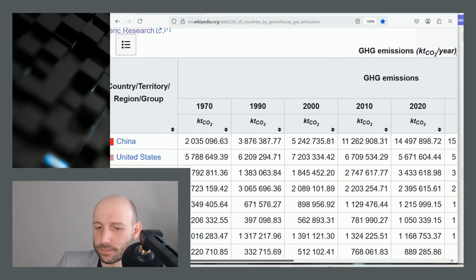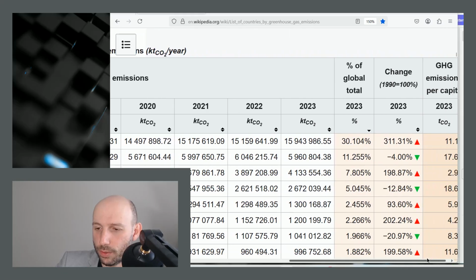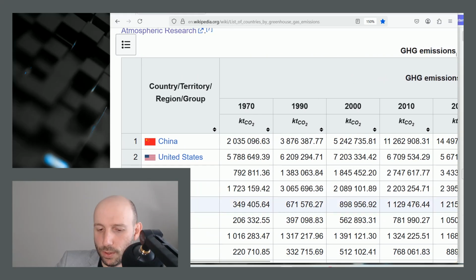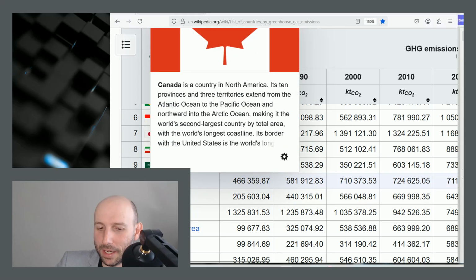So at the top we have China, United States, India, and if we scroll over to the third last column, percent of global total, we have 30%, 11.2%, and 7.8%, and you add those up, and that's approximately 50% of global emissions. And if you scroll down further, you got in 10th place right here, Canada, barely making the top 10.